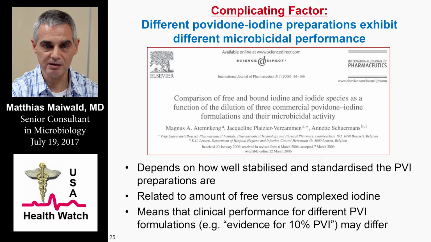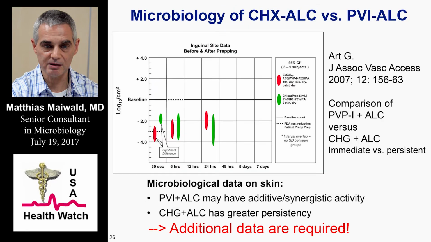What we also know is that different povidone iodine preparations exhibit different microbicidal performance, and it depends on how well stabilized and standardized the commercial formulations are. It has to do with the amount of free versus complex iodine, and it means that the clinical performance for different preparations may differ. So it is not necessarily possible to extrapolate from a clinical trial and say, okay, all povidone iodine preparations perform the same. So let's look at slide 26.